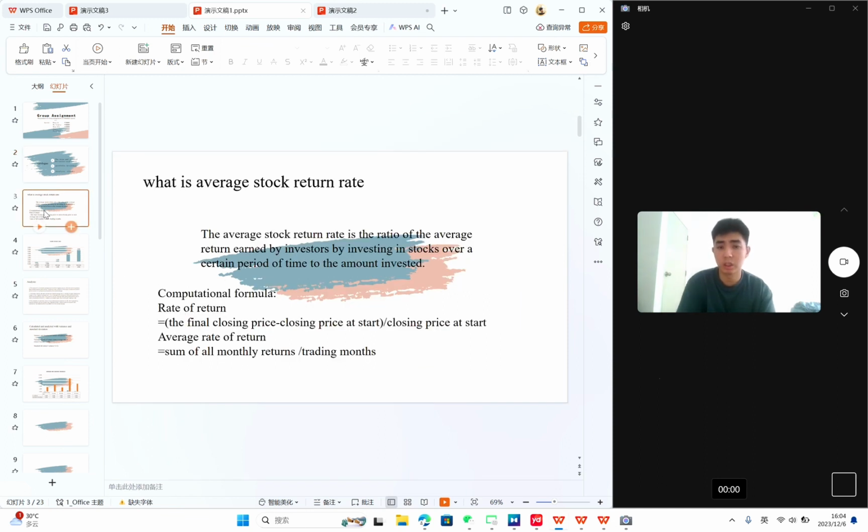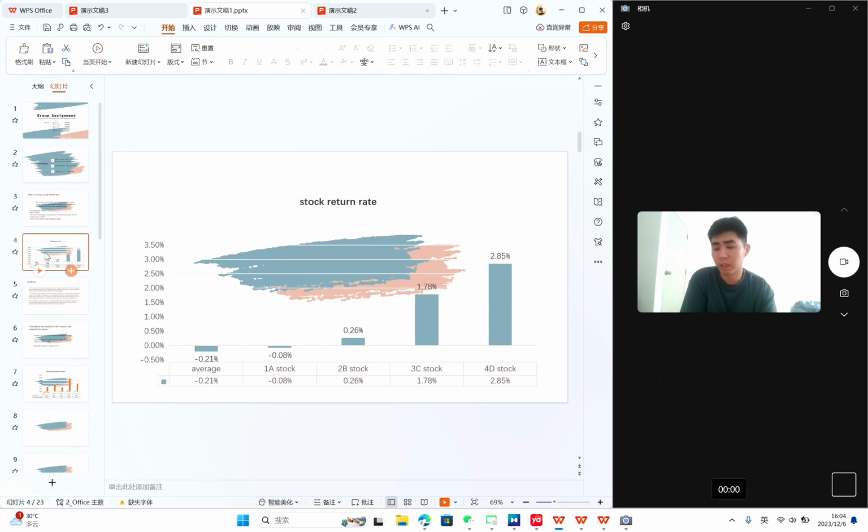The average stock return is the ratio of the average return earned by investing in stock over a certain period of time to the amount invested. And here is the calculation formula. By the calculation, we can get the following numbers.